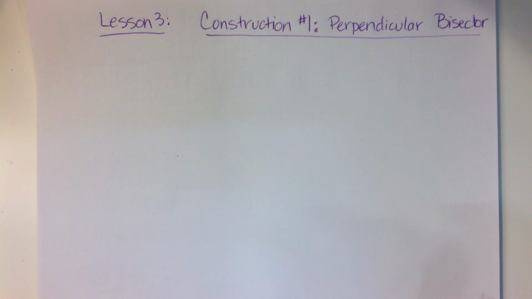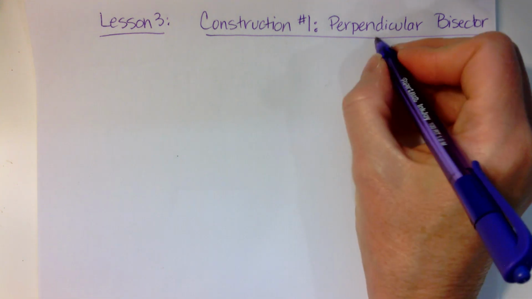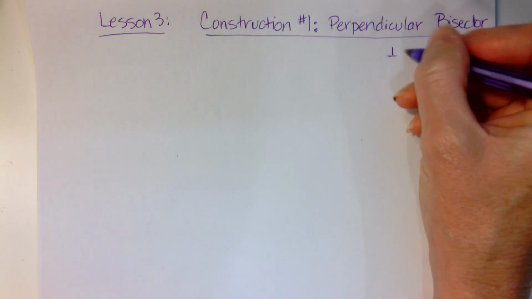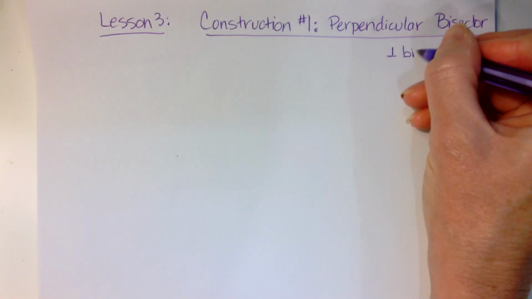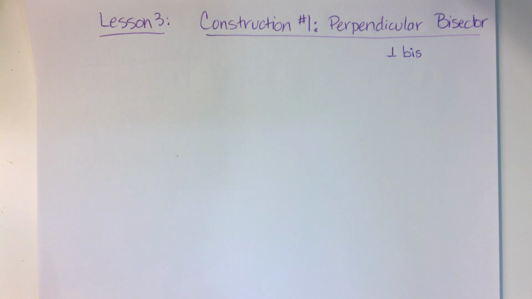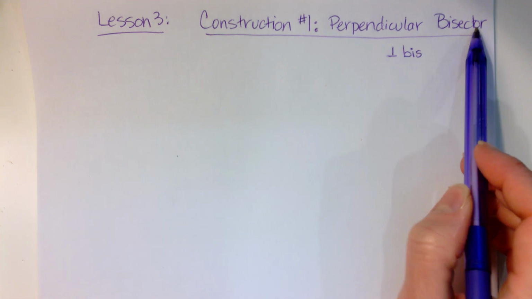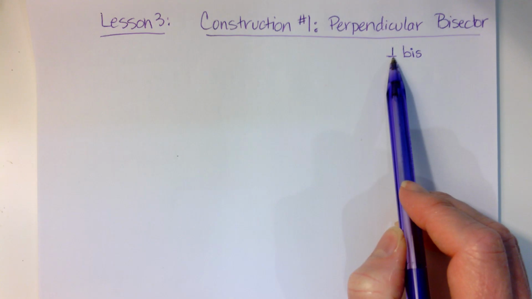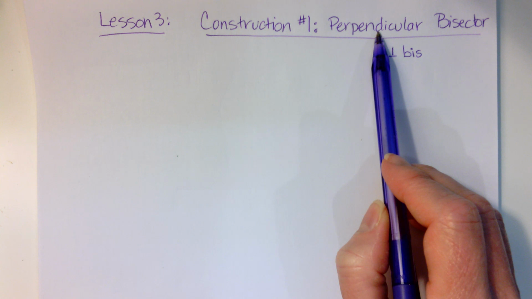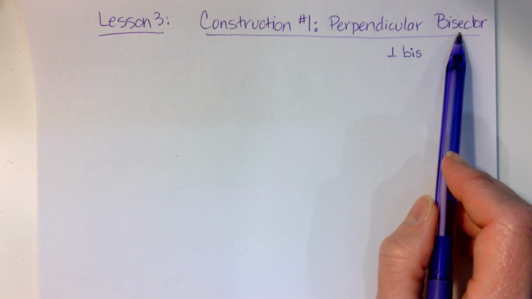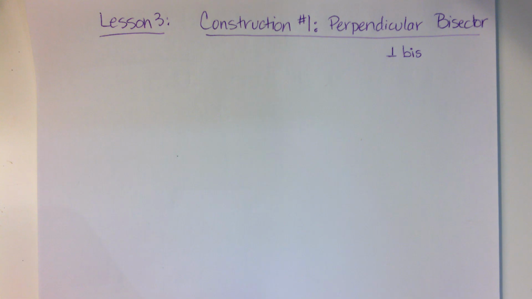So perpendicular is sometimes abbreviated with an upside down T, and bisector I abbreviate with a BIS. So in my notes, you'll find that I write this perpendicular bisector. If I see this upside down T, I actually say the word perpendicular, and when I see BIS, I say the word bisector. So let's begin by doing this construction.